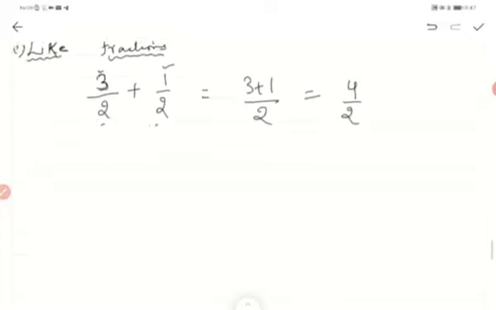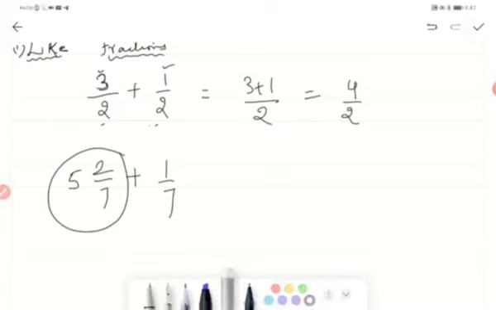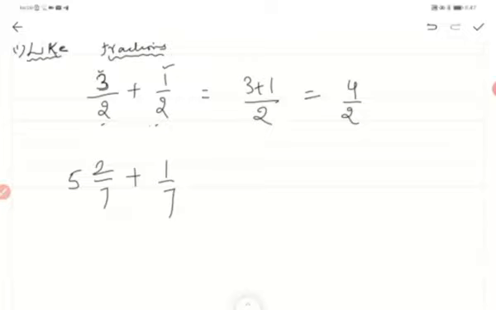Let me take one more example for your like fractions. If I have a mixed fraction like this and a normal fraction like this, how do you do it? First of all, you need to convert this mixed fraction into an improper fraction and then do the same operation. So this will be how much? 5 times 7 is 35, 36, 37. So 37 by 7 plus 1 by 7.